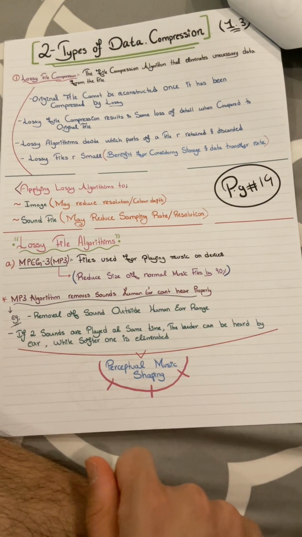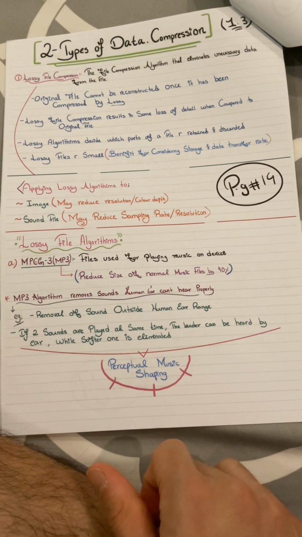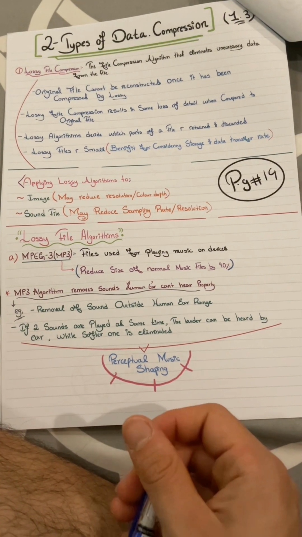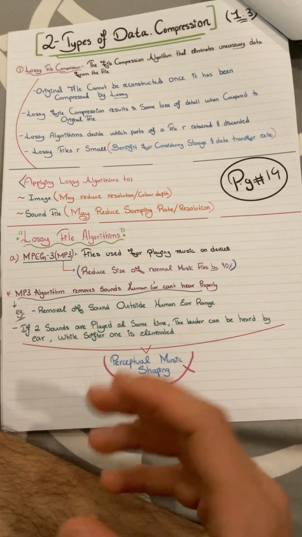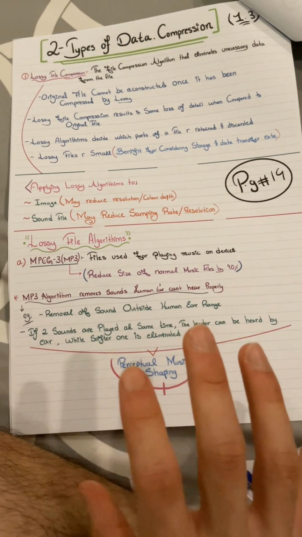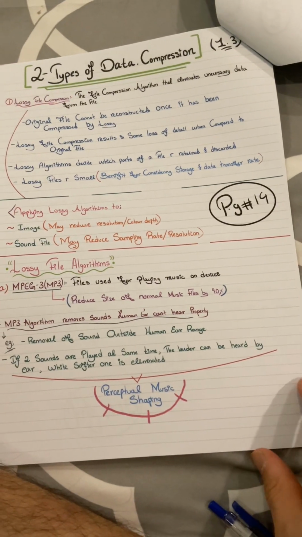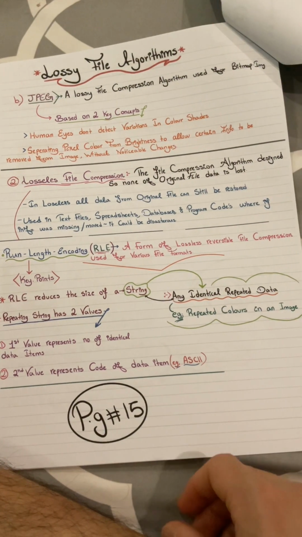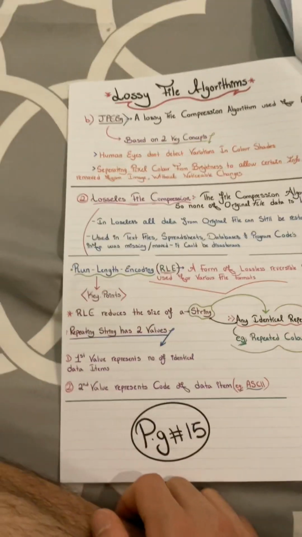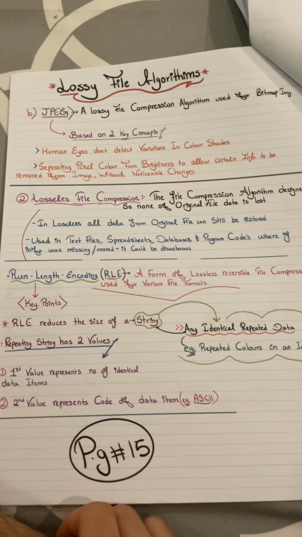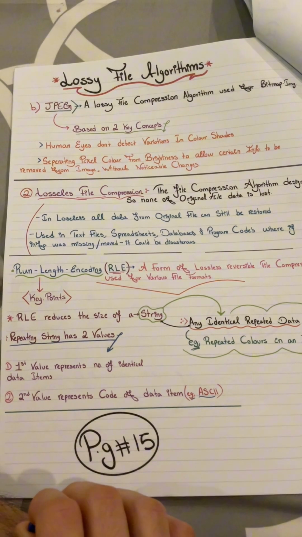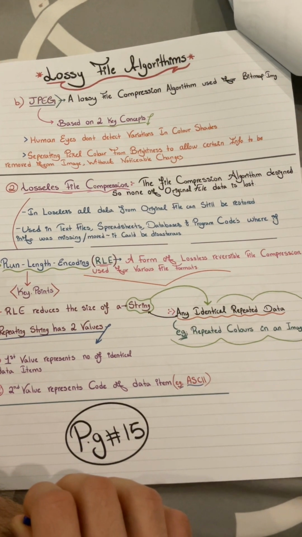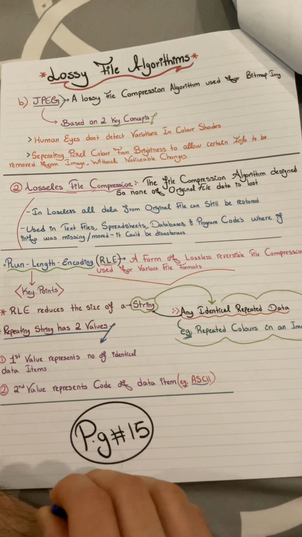Now, we can use these lossy algorithms usually in images to reduce the resolution, or in sound files to reduce the sampling rate. Examples of these are the MPEG-3 or MP3 files used for playing music, okay? They basically remove sound that is outside the human ear range, okay? So basically, if two sounds are played at the same time, the quieter one that cannot be heard will be eliminated. Another example is the JPEG. It is a lossy file compression algorithm used for bitmap images, based on the concept of reducing the file size by removing pixels that our human eyes cannot detect.